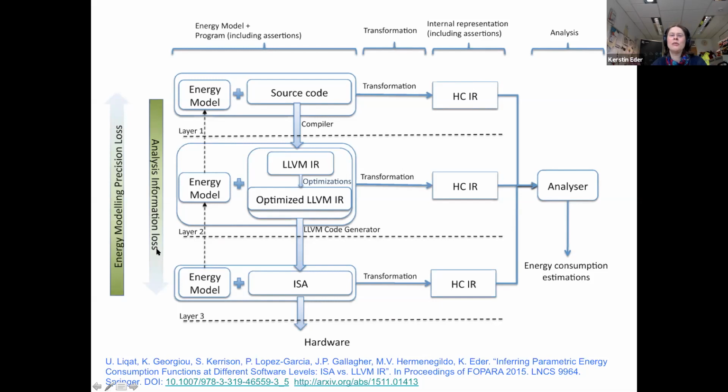In the source code, we have information that gives us insight into the data types and into the structure of the program. And during compilation, and in particular during optimization, quite a bit of that can be lost. And so if you lose that, then the analysis gets less information and can be harder to perform.